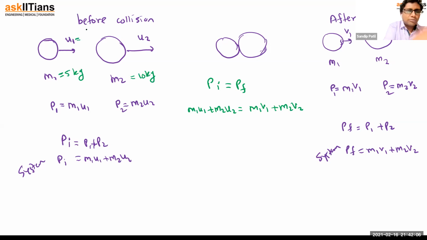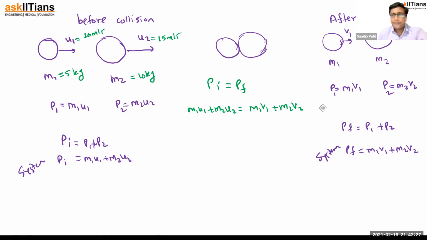This m1, let's say, is moving with, let's take 20 meter per second. And this is moving with, let's say, 15 meter per second. Okay. What are they going to ask? Find out the velocity of the first object after the collision.